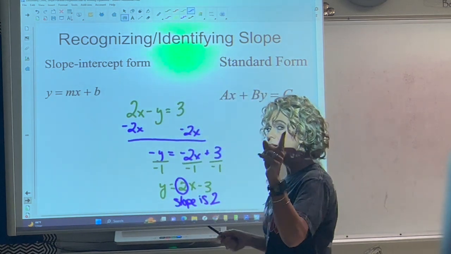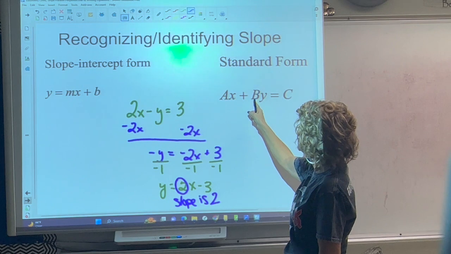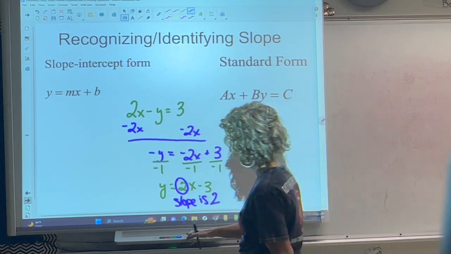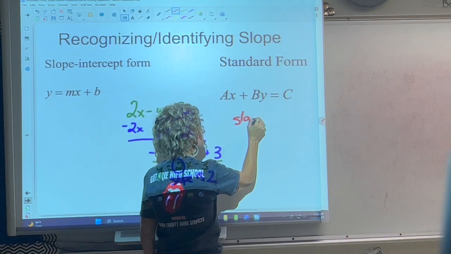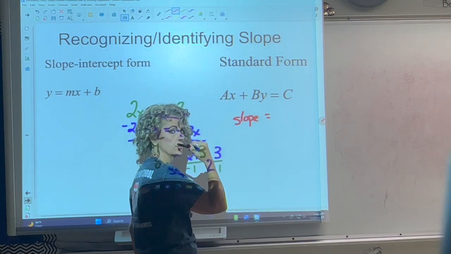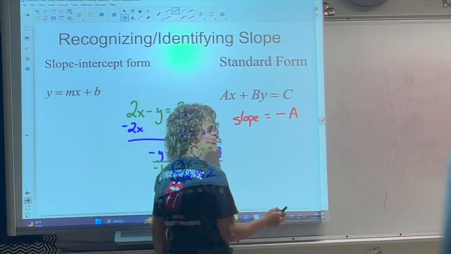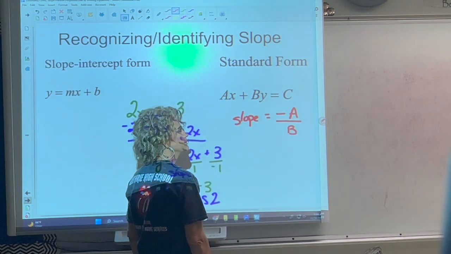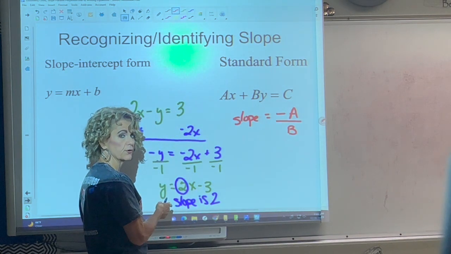So what if I told you when your line is in standard form, the slope each time, every time, all the time would equal, okay? And I'm actually going to write the word slope. The slope will equal, when it's in standard form, listen to the words coming out of my mouth, the opposite of the value of A over exactly what the value of B is. Okay. I just found the slope of this line by putting it in slope-intercept form.